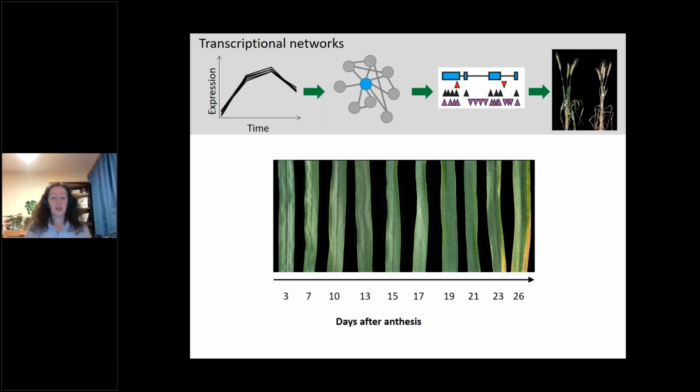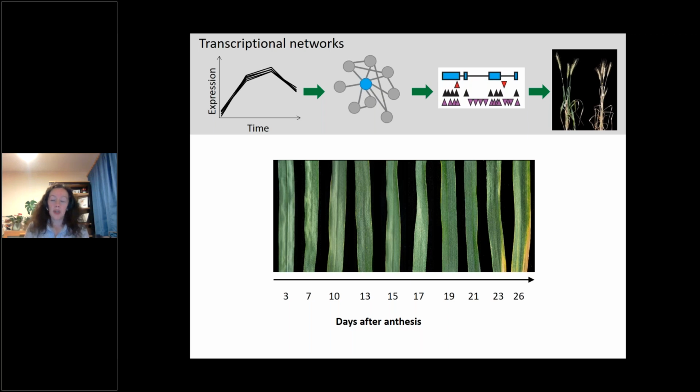So we decided to look at a time course of senescence in the flag leaf. This is the upper leaf within the wheat plant, which provides the majority of photosynthate and nutrients to the developing grain. And we decided to look at a time course from 3 to 26 days after anthesis.